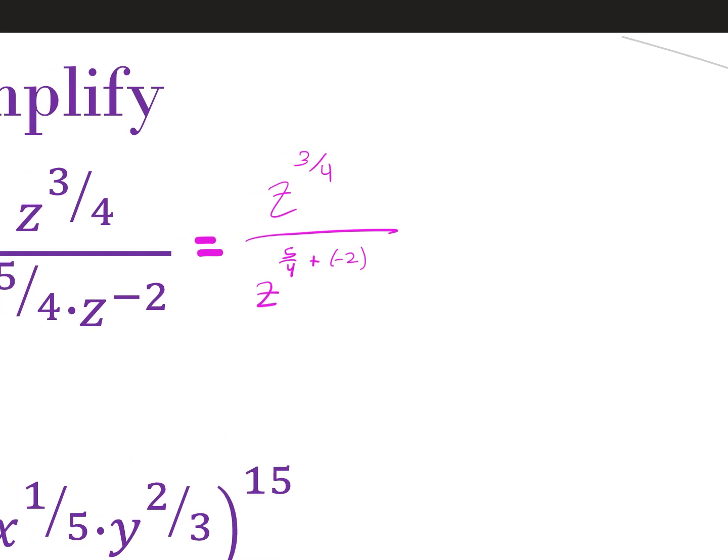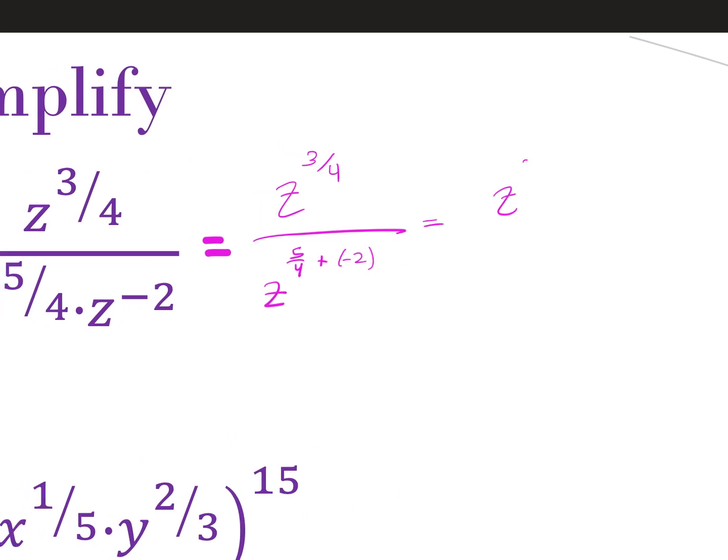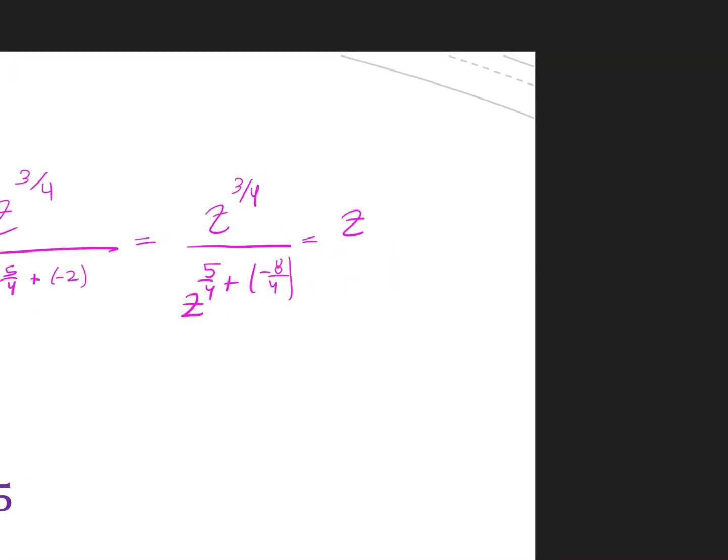You guys with me? All right, so we're going to break this down nice and slow so you see everything. Z to the 3/4, and I have z to the 5/4 plus what? How could I rewrite negative 2 so it has the same denominator? Negative 8/4. Perfect. Agreed? So now I have z to the 3/4 over z to the what? Negative 3/4. Wonderful. Do those 3/4 just cancel? Because 3/4 minus 3/4?